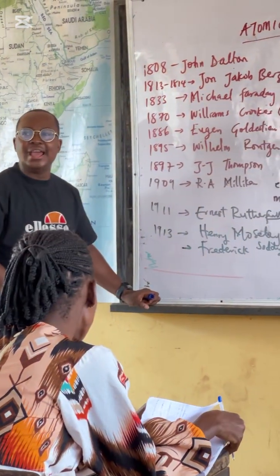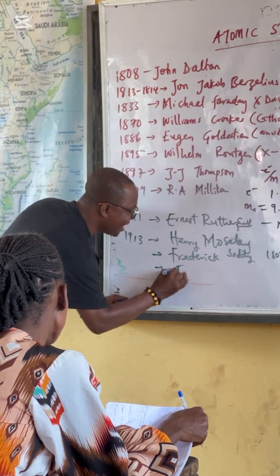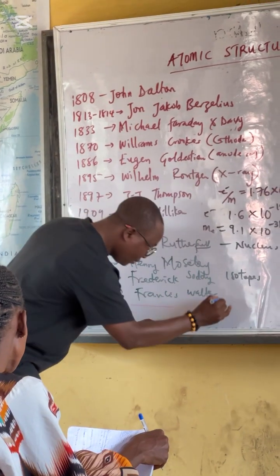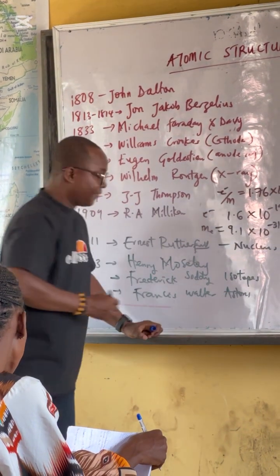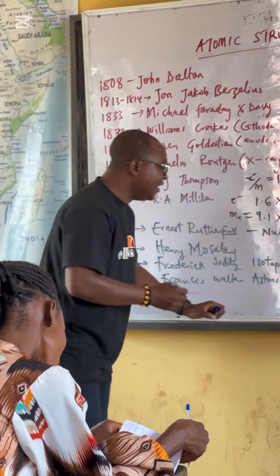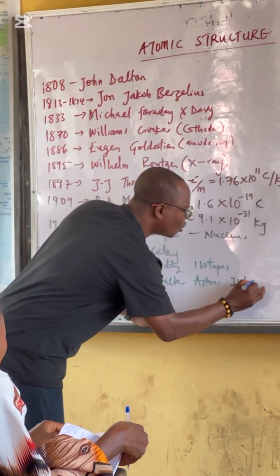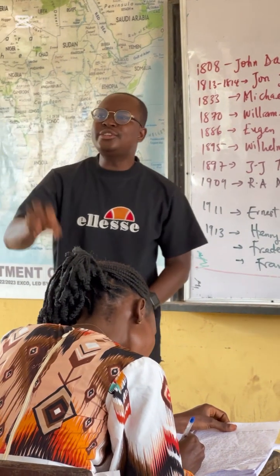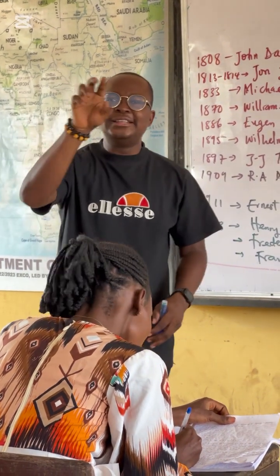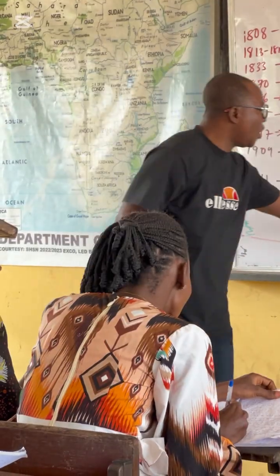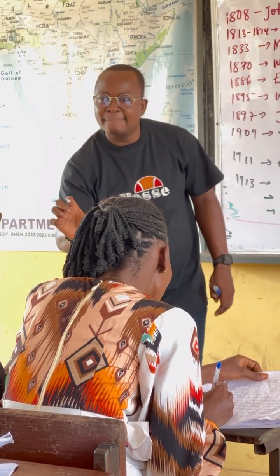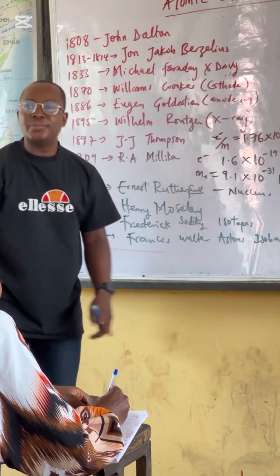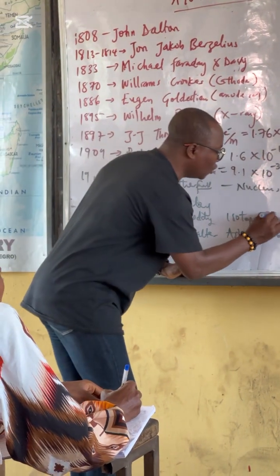Also in that same year, a scientist known as Francis Walter Aston discovered what we call isobars. So, as we have isotopes, we also have isobars. Isobars are atoms that have the same mass number. Isotopes have the same atomic number. Are you with me? In fact, it was Frederick Soddy that discovered isotopes.